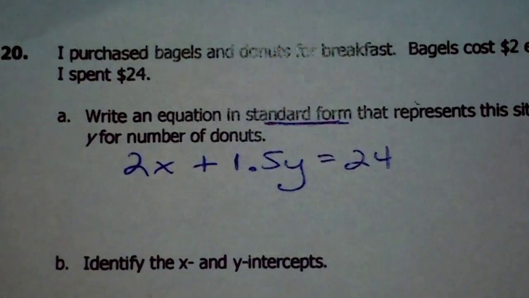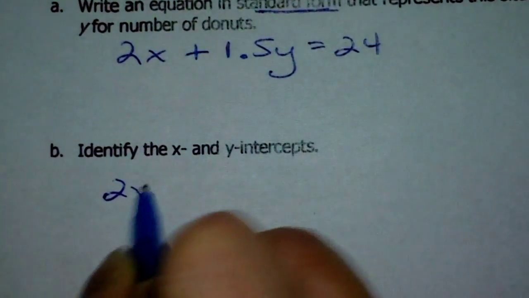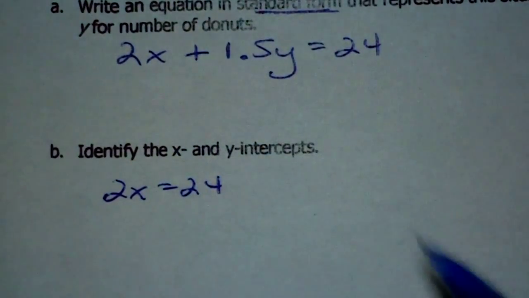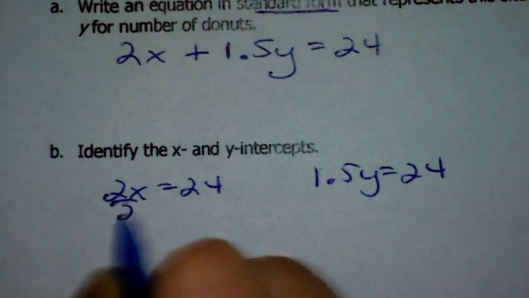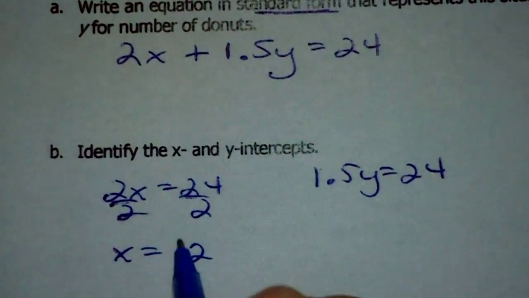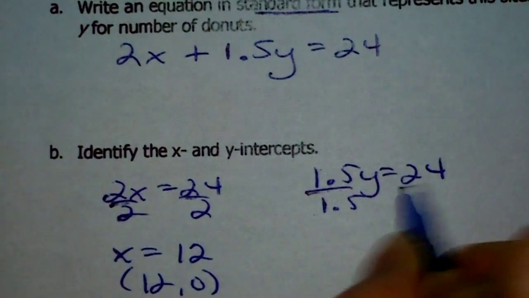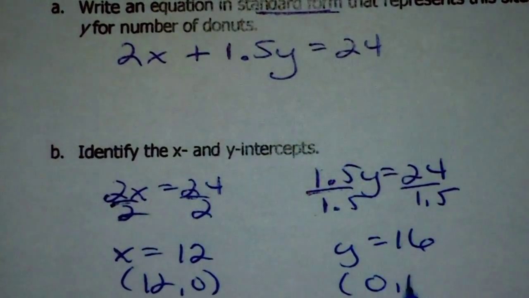Letter B, I ask you to identify the X and Y intercepts. So I'm basically asking you to figure out, what if I only bought bagels? How many would I buy? And what if I only bought donuts? How many of those can I buy? So if I want to know the X intercept, I'm going to plug 0 in for Y, which leaves me with 2X equals 24. And if I want to know the Y intercept, I'd plug in 0 for X, which leaves me with 1.5Y equals 24. To find my x-intercept, I divide by 2, and I get 12. In other words, 12, 0. And when I find my y-intercept, 24 divided by 1.5, should have gotten 16 for that, or 0, 16.